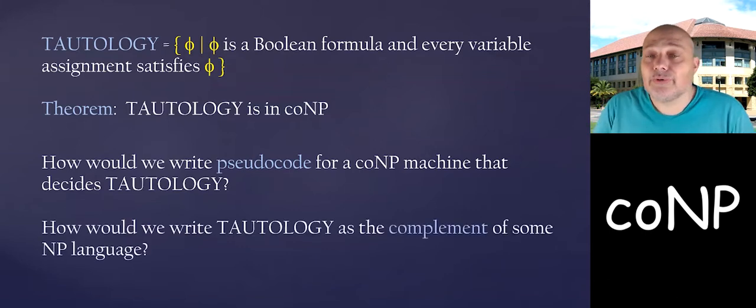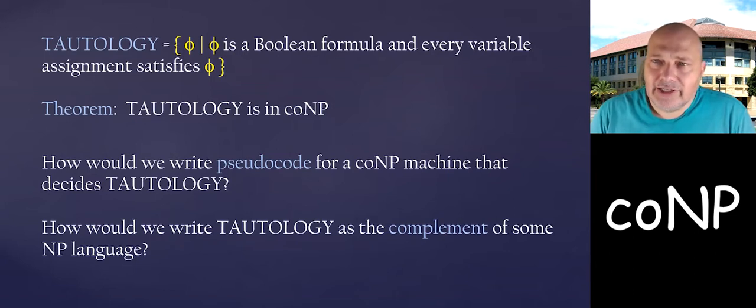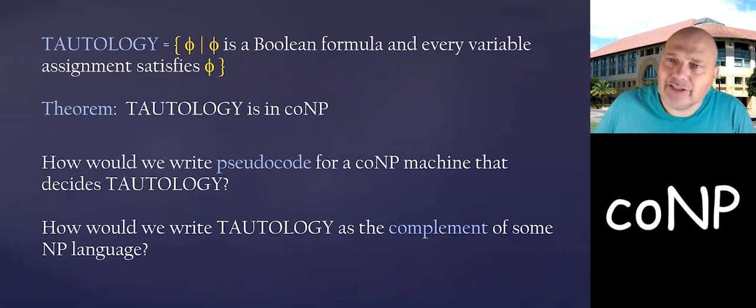How would you write tautology as the complement of some NP language? This is the other way of doing it. What's the complement of tautology? If we assume that every string corresponds to some formula, which we can, then the complement of tautology is formulas that have some unsatisfying assignment. And this is in NP because you can guess an assignment and check that it is not satisfying.